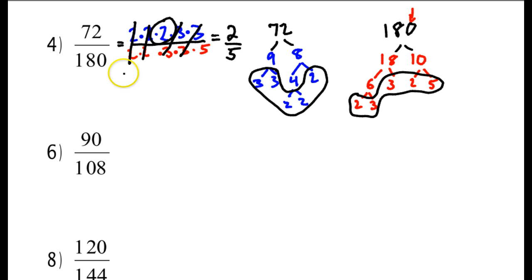So what does that mean? What's the biggest number that goes into 72 and 180? What canceled out? 2 times 2, 3 times 3. 2 times 2 is 4, 3 times 3 is 9, 4 times 9 is 36. 36 was the biggest number that goes into 72 and 180. But you're probably not going to recognize it by looking at it. That's why we need this.